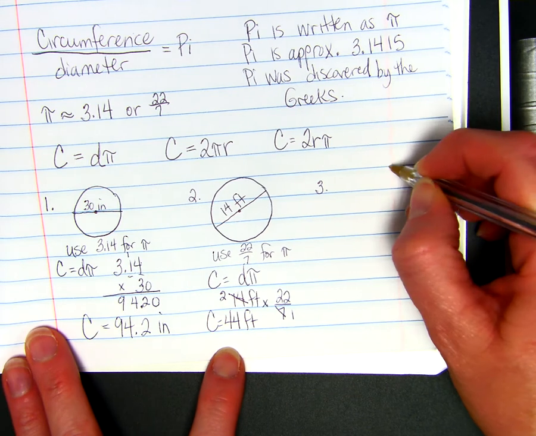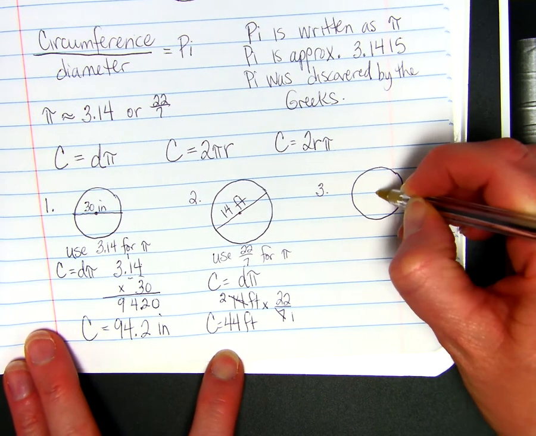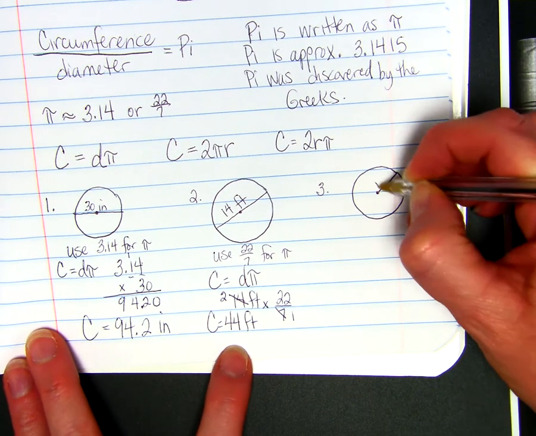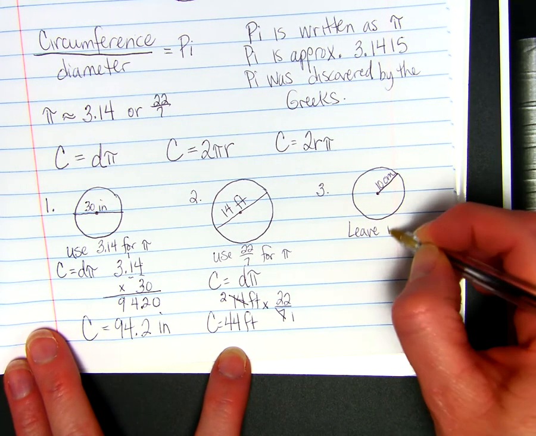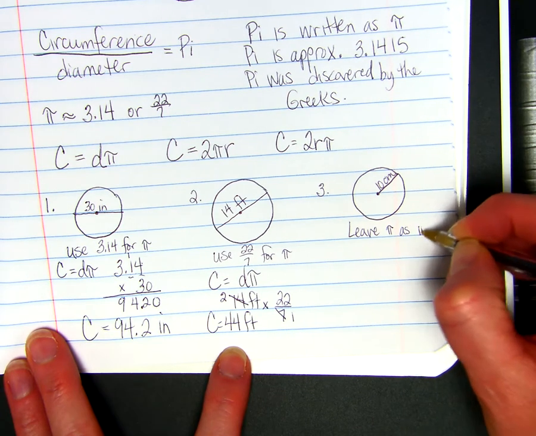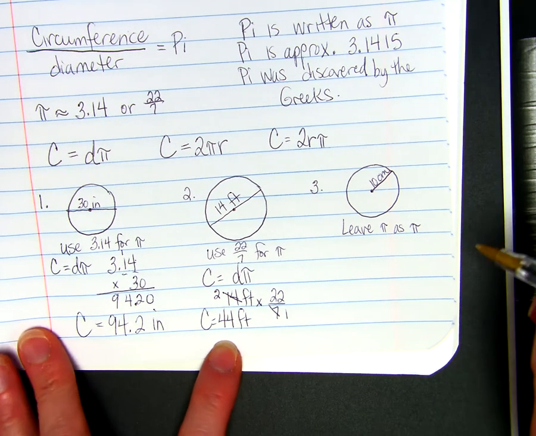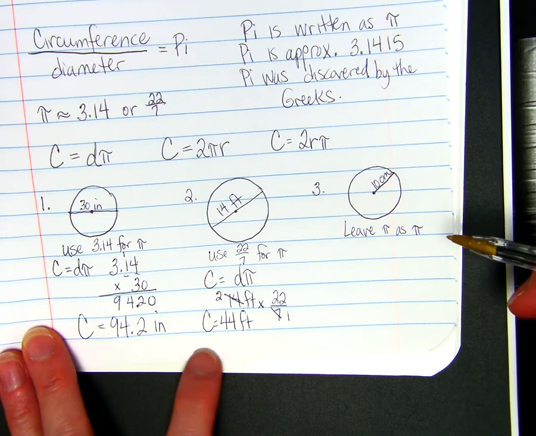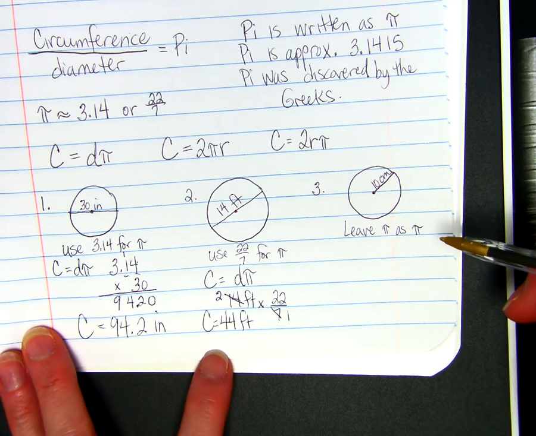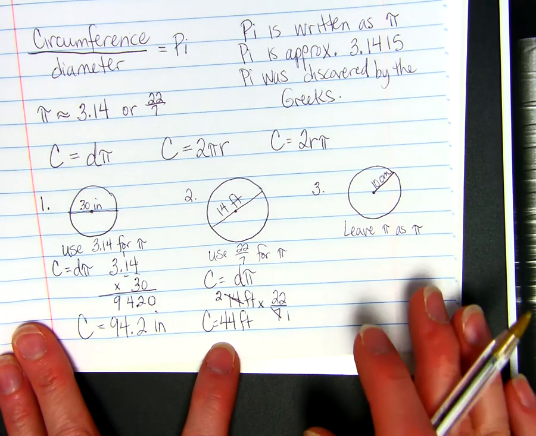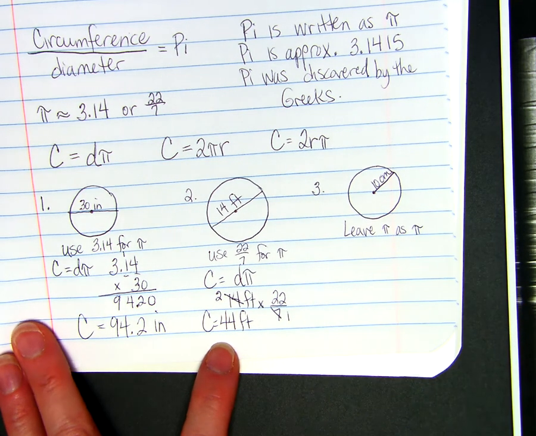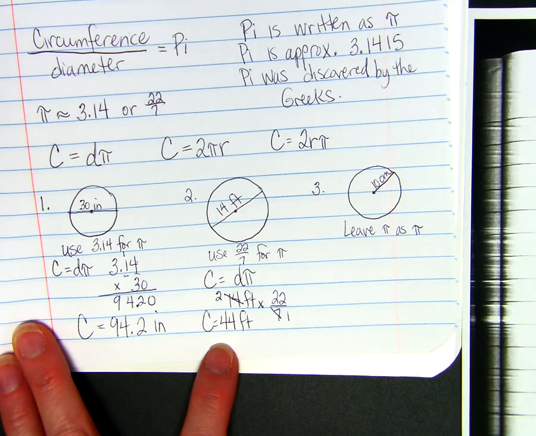And then the last example, we're going to be given a radius of 10 centimeters, and we're going to leave pi as pi. In other words, are we going to approximate? No, we're getting the exact answer, just using a symbol. I think this is the easiest way to find circumference, but it's the hardest for students because you have this Greek letter pi in your answer and you feel like maybe it's not right, but it is.